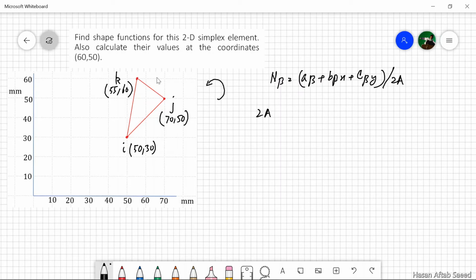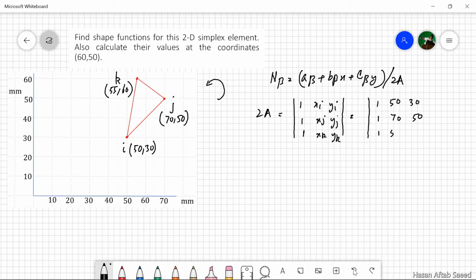Now 2A is equal to the determinant. We have gone through this. So that is xi, yi, xj, yj, xk, yk. In this case it will become, just put in the coordinates 50, 30, 70, 50, 55 and 60. Now you can calculate the value of 2A and you can verify that this turns out to be 500 square millimeters. Now you have taken care of 2A.